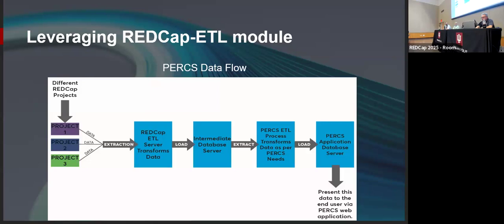So just a real quick flow diagram: projects on the left there, the REDCap ETL module pulling them out, and we throw them into an intermediate database server. The reason we did that is because the way the ETL module works is every schedule, whether nightly, weekly, whatever, it basically recreates all those external tables that it populates from the REDCap projects. So you kind of have to have this working intermediate database server that then fed our PERCS ETL databases and transform and matching processes that then presented that information to the application.